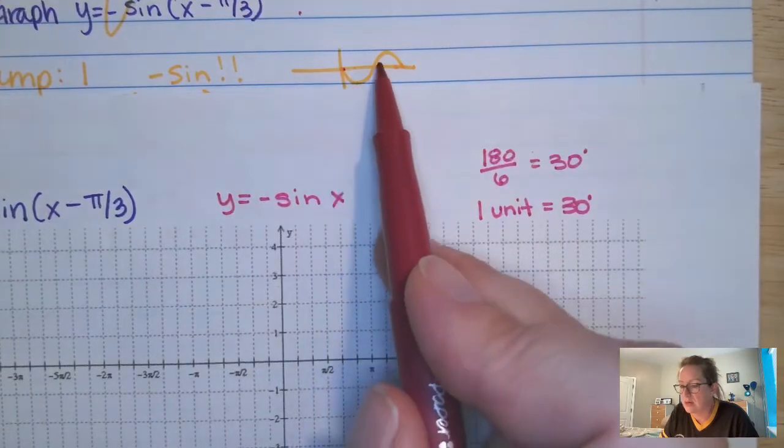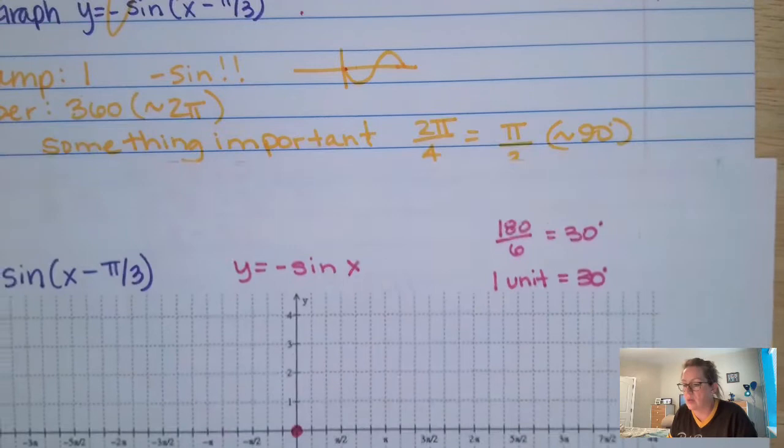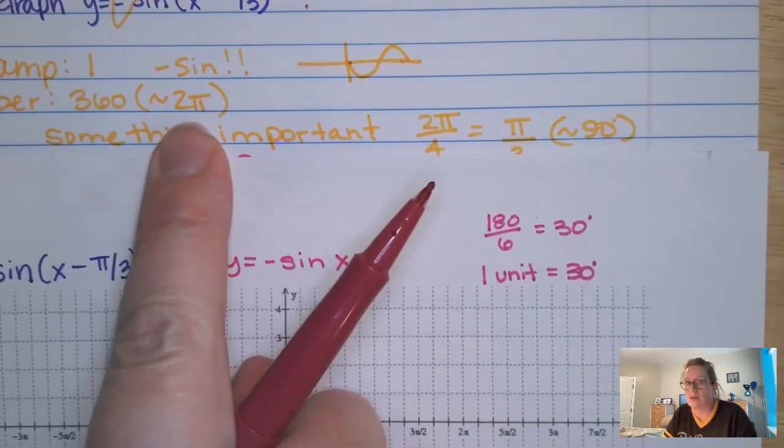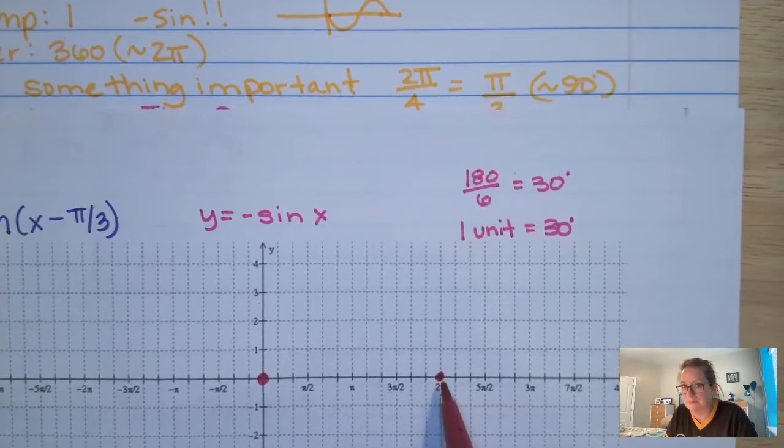This is the function I want. It's negative, right? So I have a start point. And where's our end point going to be at? Where our shift is, or our period is 2 pi. So we're going to go all the way out to 2 pi.